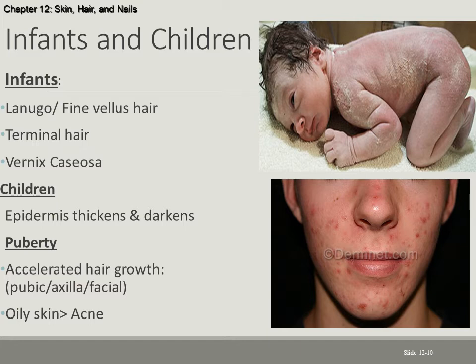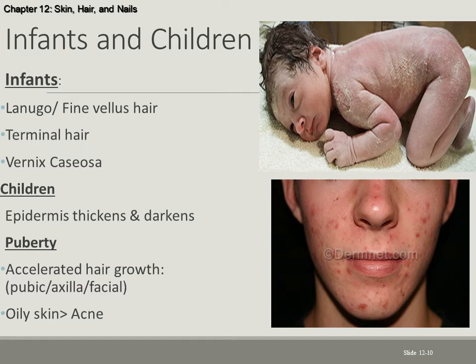Now in children, the epidermis gets a little bit thicker. So as we age, our skin, of course, gets a little bit thicker, and it becomes a little bit darker. An example would be if you look at an African American baby that's just born, you may notice that the infant's skin is lighter, and then over the next few weeks or so, that child's skin takes on a darker appearance to what their true coloring would be. But one thing is, if you look at that baby's ear, the ear will actually have the skin color that the infant will eventually keep.